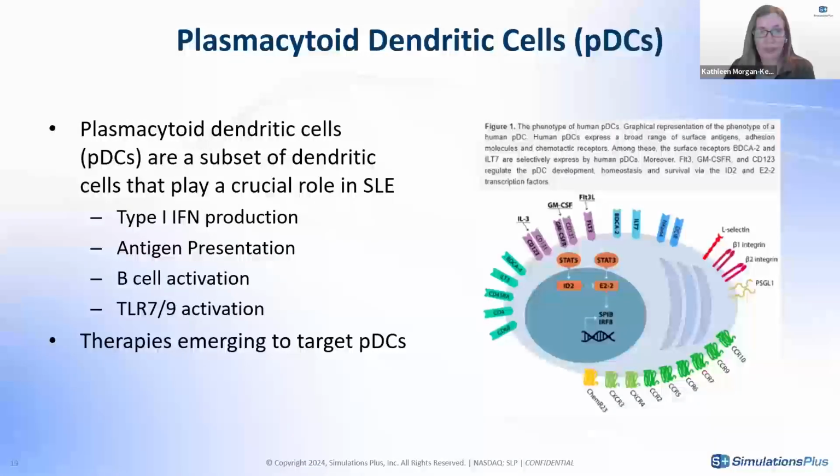These drugs target plasmacytoid dendritic cells, or PDCs, which are a subset of dendritic cells that play a crucial role in SLE. These cells are responsible for type 1 interferon production, antigen presentation, B cell activation, as well as TLR7/9 activation. And there are a number of therapies that are emerging to target PDCs.